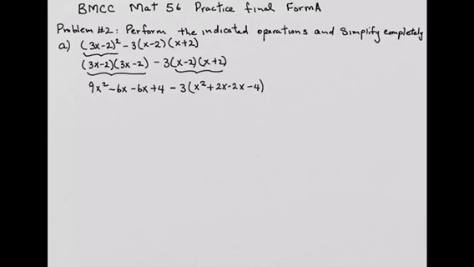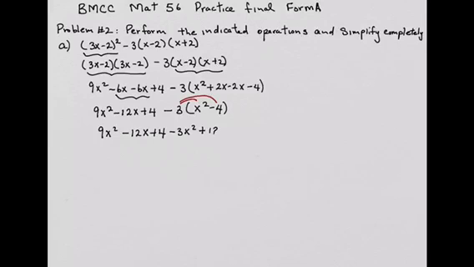Now I'm going to simplify or combine like terms. So we have 9x squared minus 12x plus 4. And then I bring down the minus 3 and simplify inside the parentheses, which we know is going to be working out the difference of squares. Now I'm going to distribute that negative 3 to the inside of the parentheses. So we have 9x squared minus 12x plus 4 minus 3x squared plus 12.